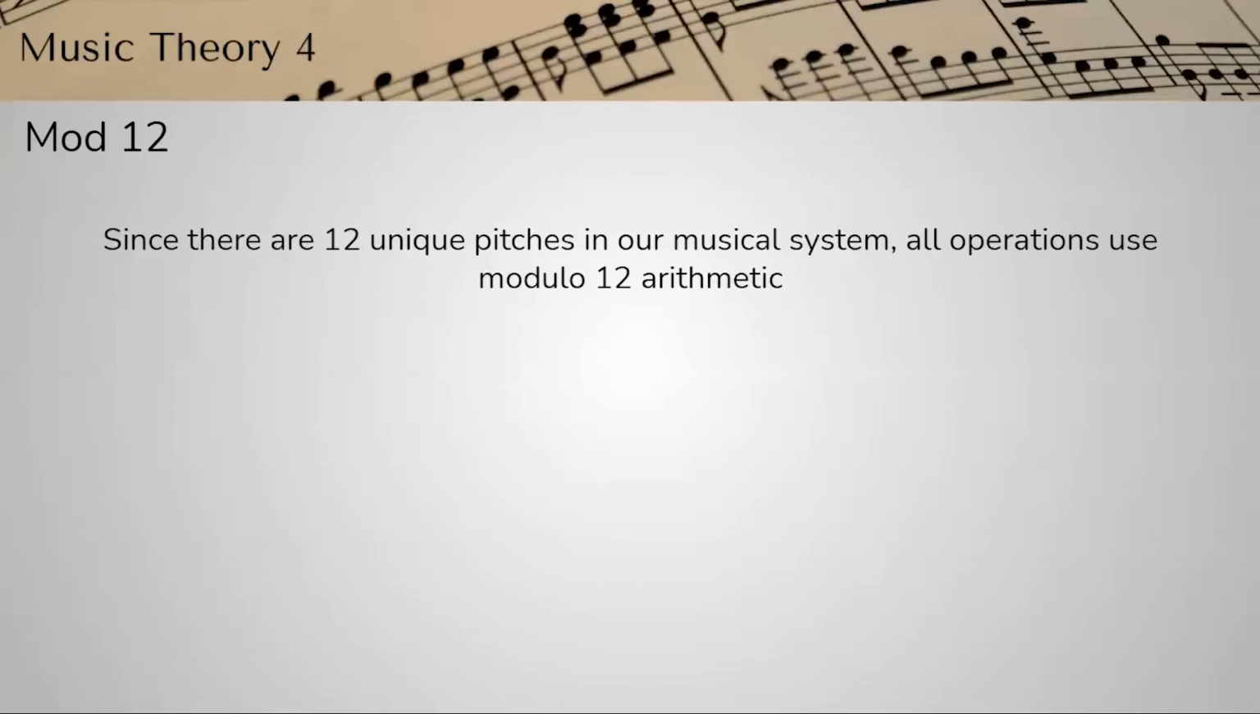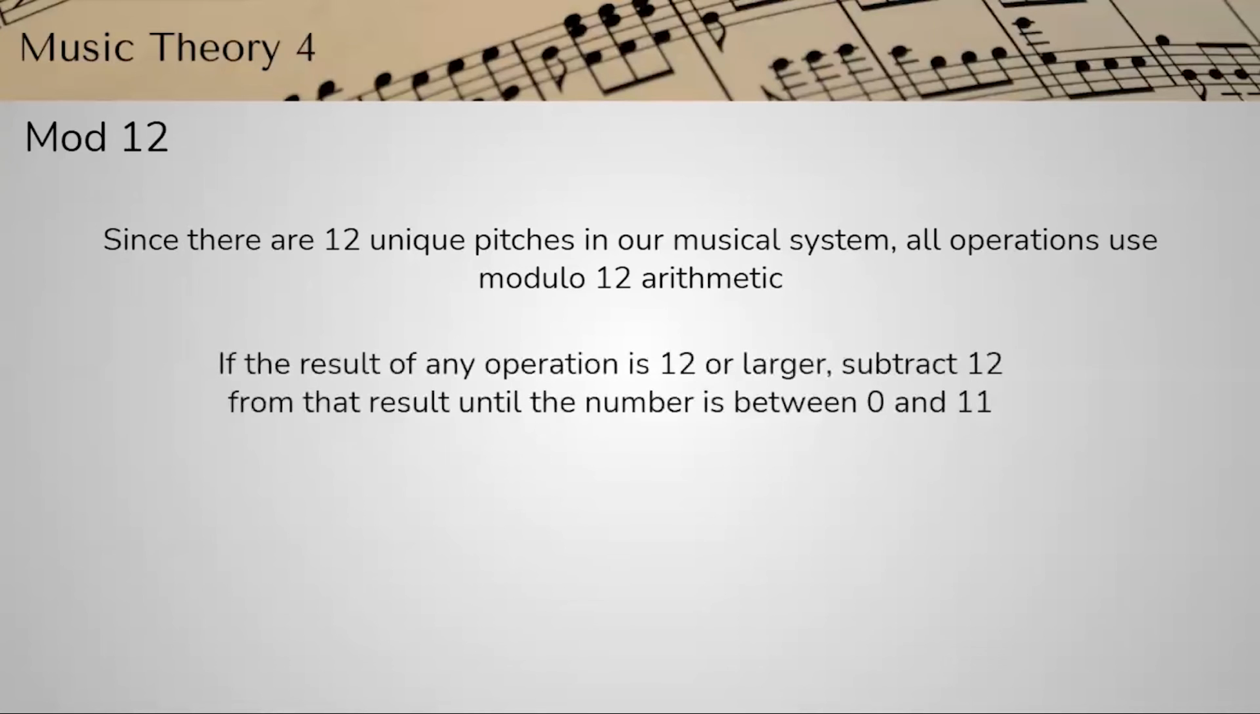So basically, any result of an operation that is 12 or larger, you subtract 12 from that result until the number becomes anywhere from 0 to 11. So you're reducing anything that's 12 or larger so that it is between 0 and 11. That is the quickest explanation of what this is. Basically, once we get to 12, we're just resetting that to 0. And that's it. Okay, so some examples of this kind of math.